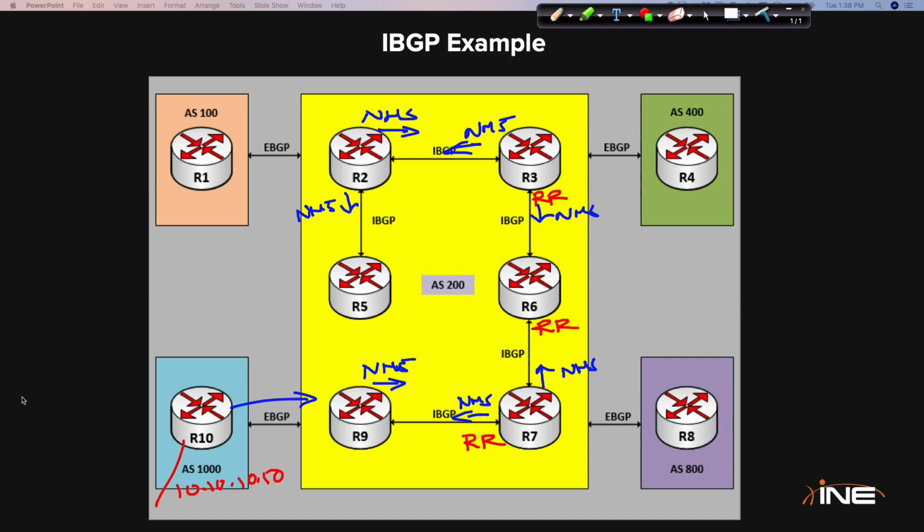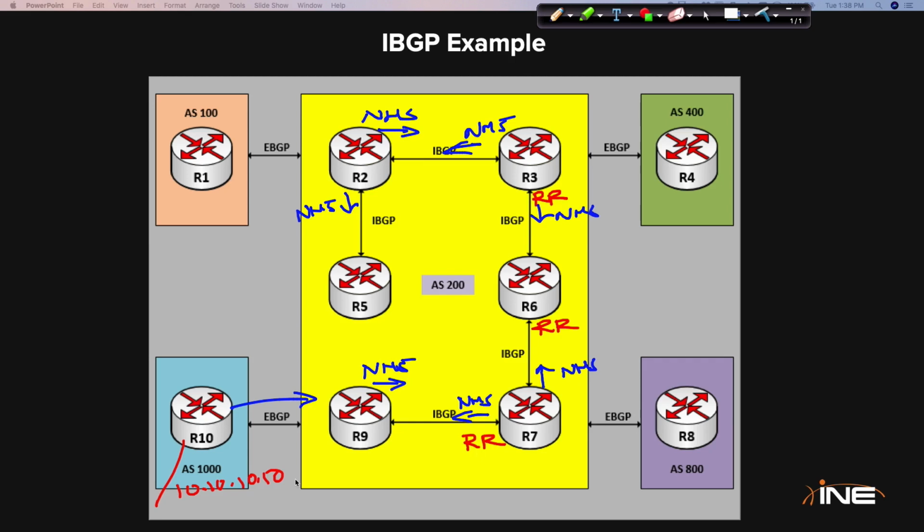So going back to this network 10.10.10.10, when R10 advertises to R9, R9 installs the route in his routing table, and then he advertises the route to R7. Now R7 installs the route in his routing table because now the next hop self has been fixed. So R7 sees R9 as the next hop. So he installs the route in his routing table. He advertises the route to R8, prepends the AS, sets himself as the next hop.